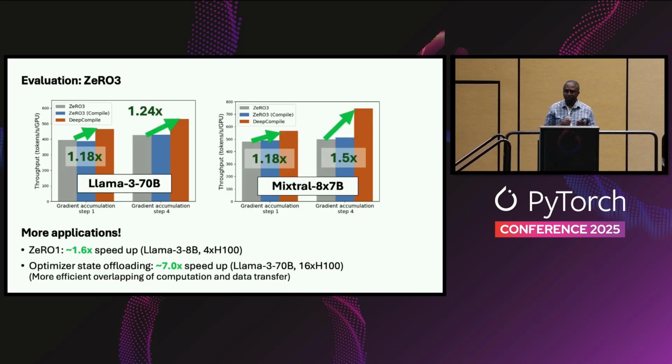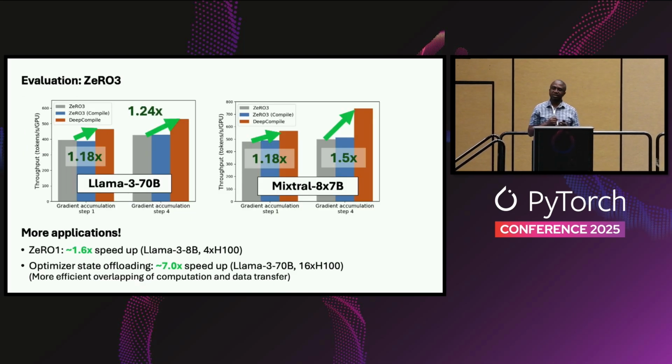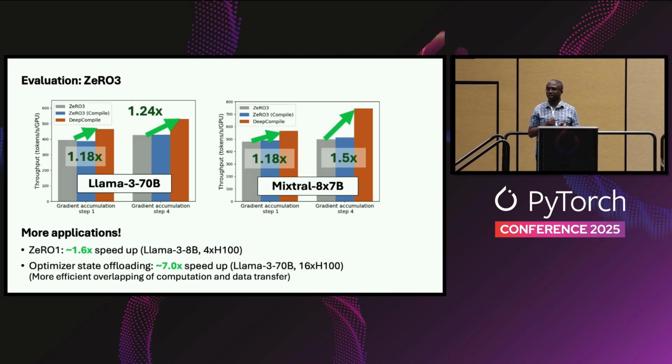The result is that compared to manual parallelism, we can see up to a 50% speedup for ZeRO-3. We've also applied this to ZeRO stage 1 and to just offloading, and we're seeing really good speedups by just using the compiler approach.